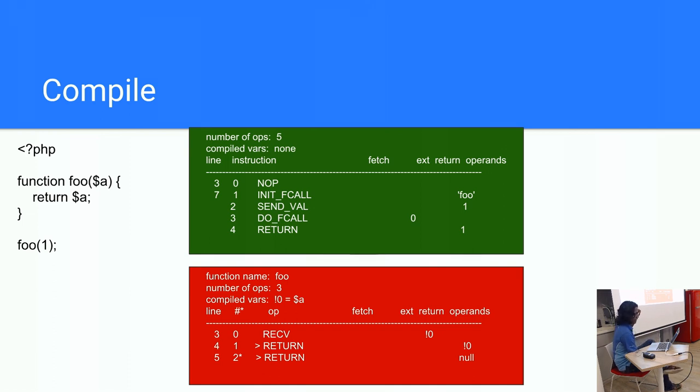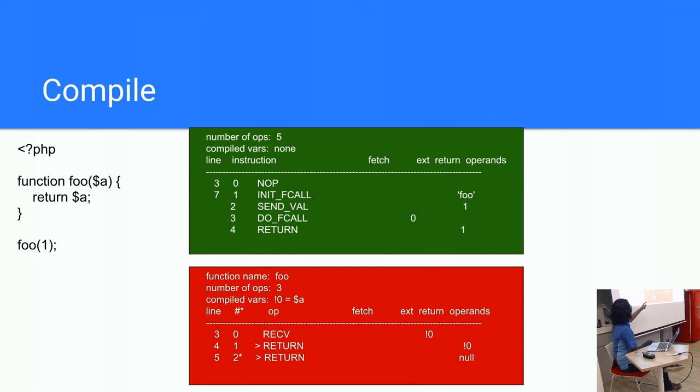Then there's an INIT_FCALL, which says, now we are going to run a function. And SEND_VAL, send value, is putting the data on a stack. So INIT_FCALL actually starts up a stack, and SEND_VAL actually puts that number one into that stack, and then you actually do the function call. Then your next, the red box, gets invoked. There the first one is received, so you pull number one out of the stack, and you put it on variable zero.